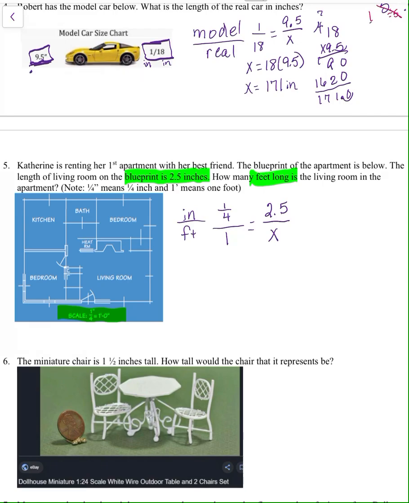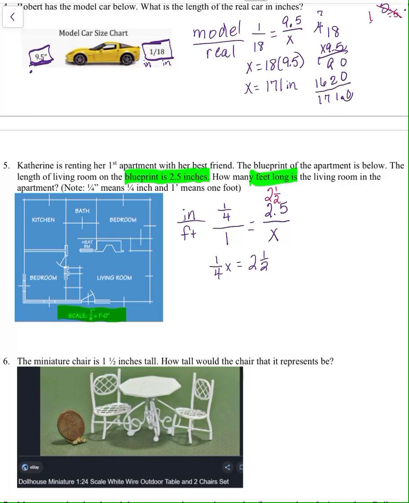So I have fractions and decimals. So there's two things. We could either take the 1/4 and make it a decimal, 0.25, or take the 2.5 and make it a fraction. I think I'm going to do that. I'm going to change this to 2.5. We don't practice enough with our fractions. Okay, so I'm going to cross multiply. So I'm going to say 1/4 X equals 2.5. 2.5 times 1 is just 2.5.